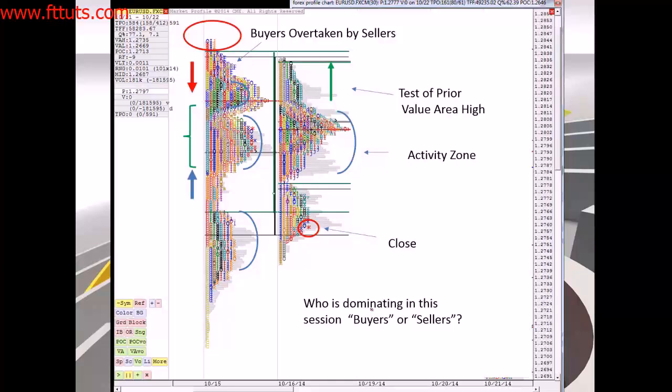So if we were to ask the question, who is dominating in this session, in this second profile structure, is it the buyers or the sellers? Hopefully the answer should be intuitive for you now and easy to come up with, and it is definitely the sellers. They were dominant during this second session.